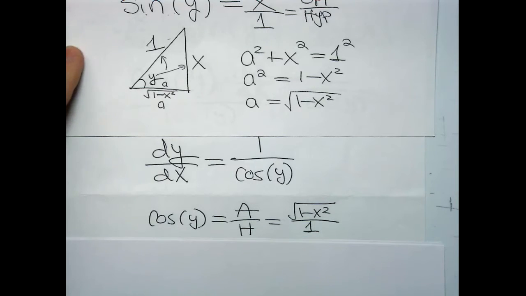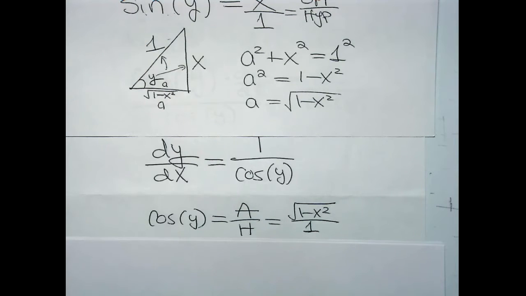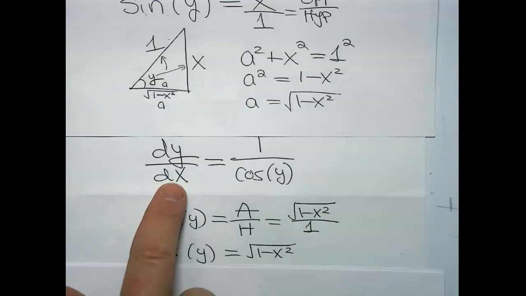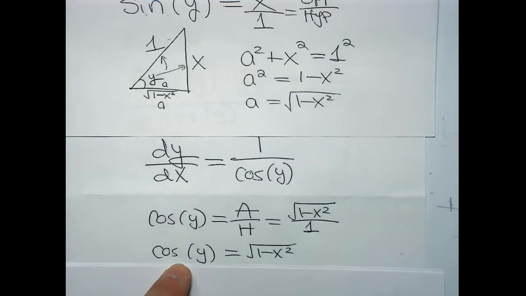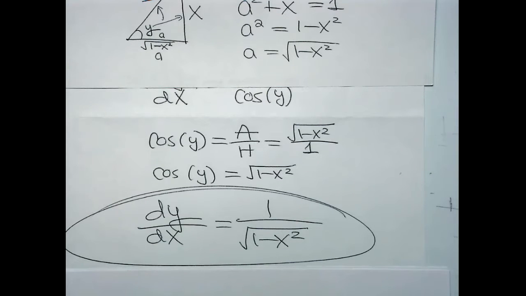The cosine of y is adjacent over hypotenuse. Adjacent being that side right there, hypotenuse being 1. Adjacent over hypotenuse is square root of 1 minus x squared over 1, or just square root of 1 minus x squared. And we have translated our y back into x's, and that's good. But don't forget the final answer. The final answer is dy/dx is 1 over that, 1 over cosine. So let's write that down as our final answer. And we've got it.